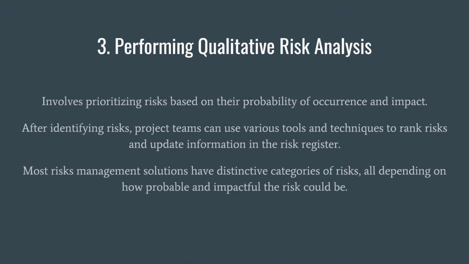The third step to project risk management is performing qualitative risk analysis. This involves prioritizing risks based on their probability of occurrence and impact. After identifying risks, project teams can use various tools and techniques to rank risks and update information in the risk register. Most risk management solutions have distinctive categories of risk, all depending on how probable and impactful the risk could be.